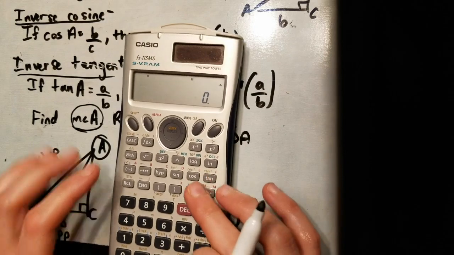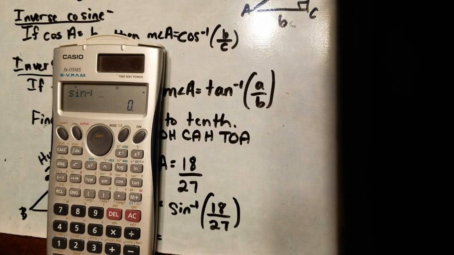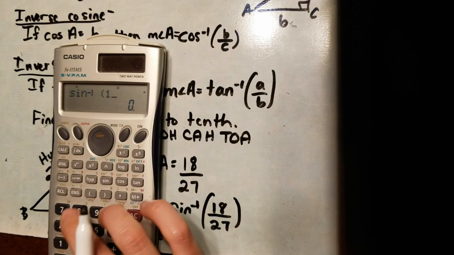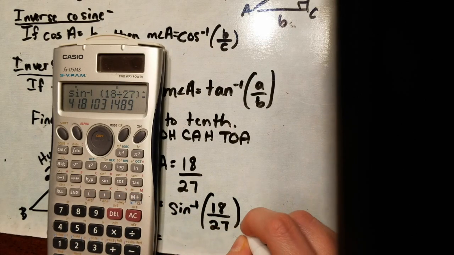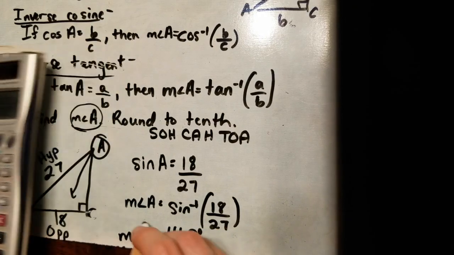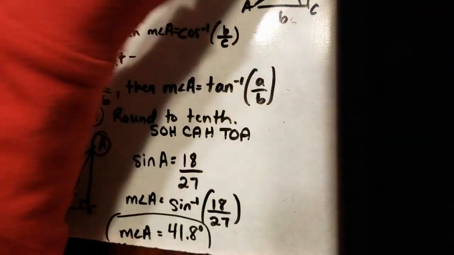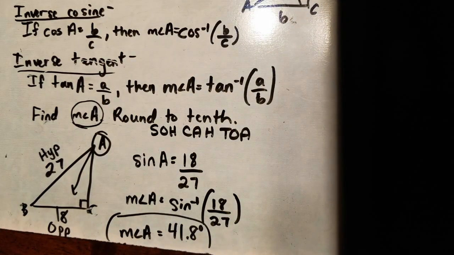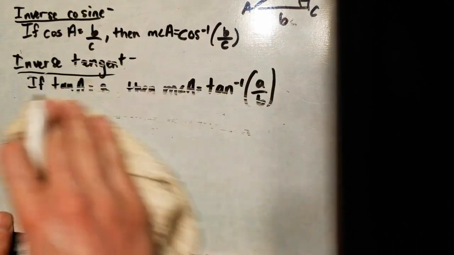So inverse sine of 18 divided by 27 would be 41.8 degrees. That would be your answer. Now you can basically find anything you need in a right triangle, depending on what you're given.